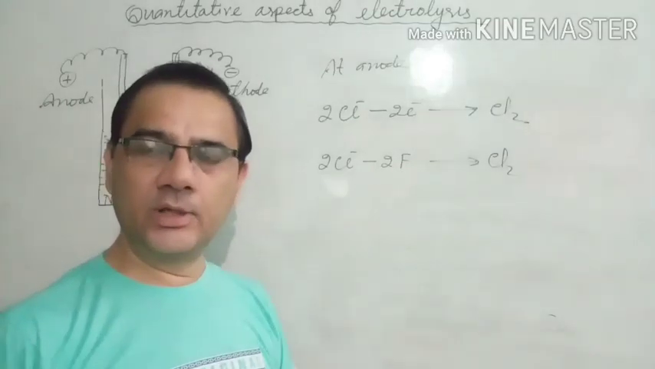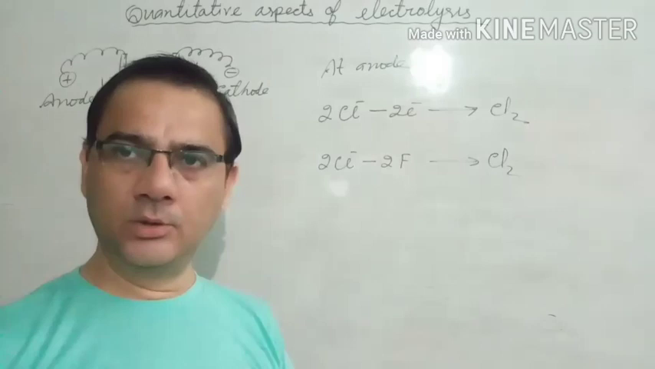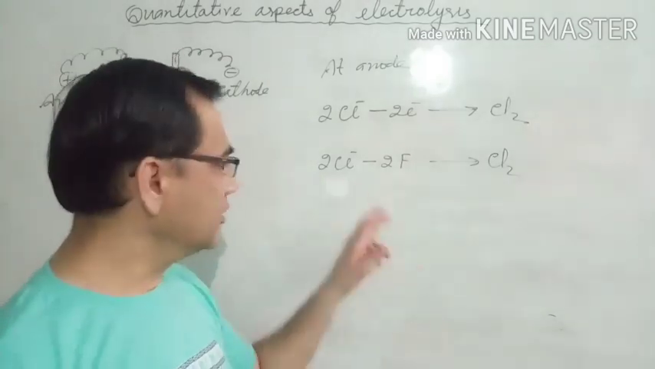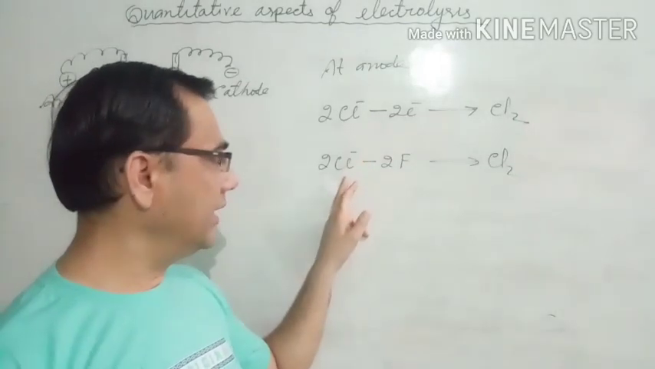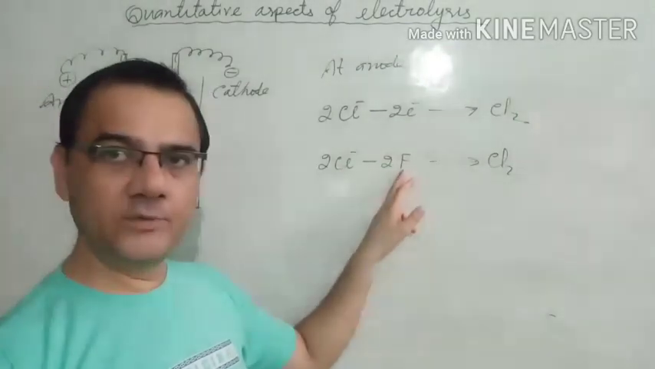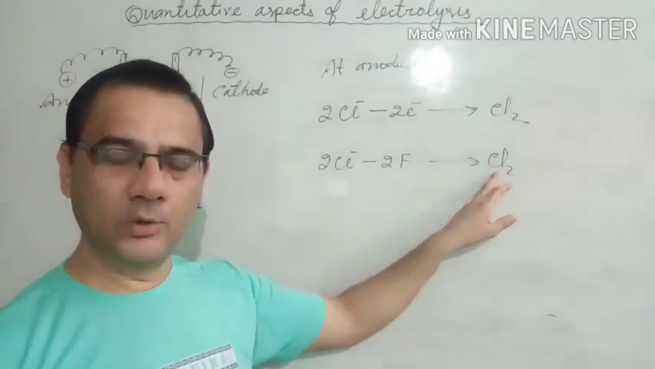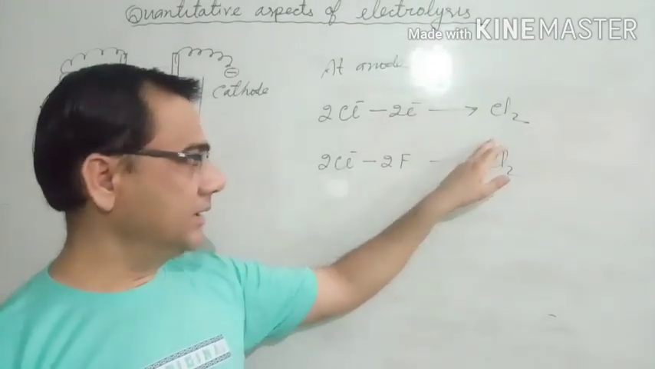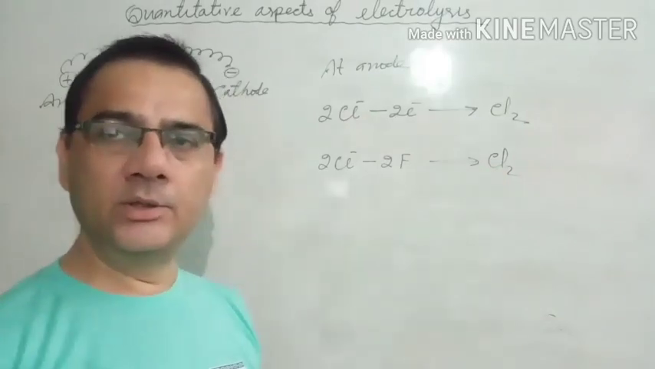Charge transfer होता है, कैथोड पर चार्ज गेन होता है, एनोड पर चार्ज लूज होता है. इसका चार्ज ट्रांसफर. तो यहाँ पर जो चार्ज ट्रांसफर होगा that is 2 Faraday. And when 2 chloride ions lose 2 Faraday of charge, then they will neutralize and form 1 molecule of chlorine. And its mass will be equal to 35.5 multiplied by 2, and that is 71 gram.